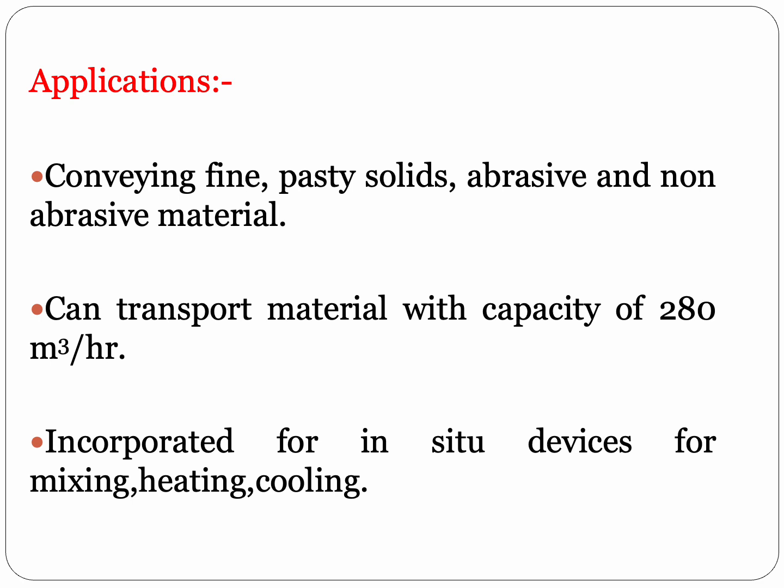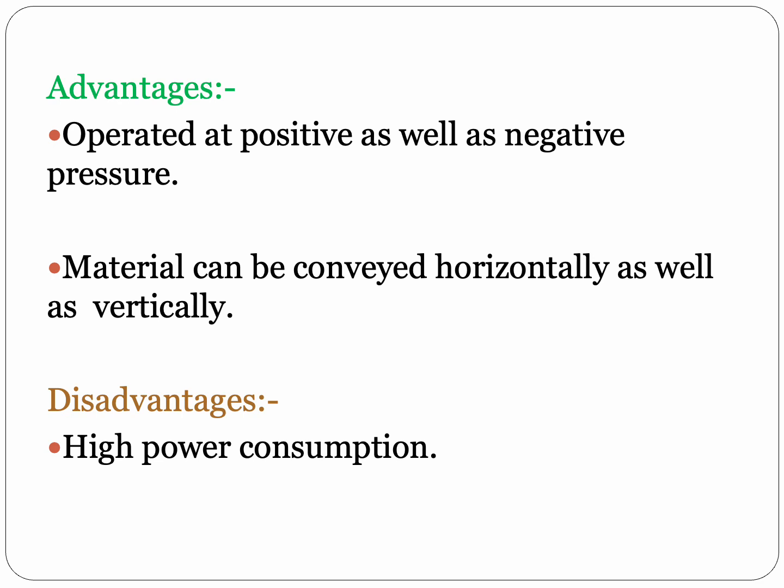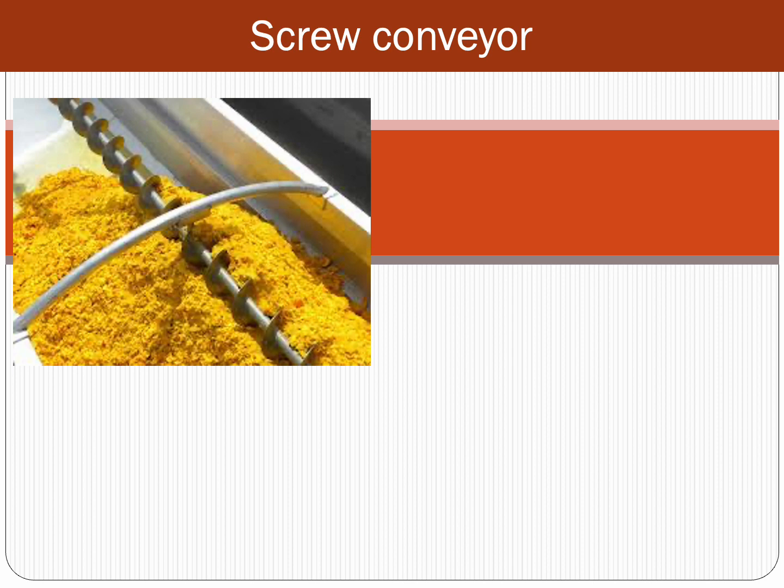Applications: it is used for conveying fine powders, solids, abrasive and non-abrasive materials, and can transport material at a capacity of even 280 cubic meters per hour. It can incorporate devices for mixing, heating, and also cooling. Advantages: it can be operated at positive as well as negative pressure. Material can be conveyed horizontally as well as vertically, but the main disadvantage is higher power consumption. So this is a screw conveyor.